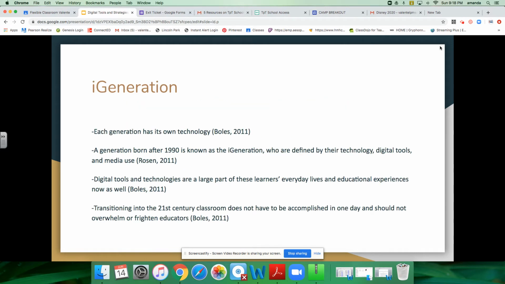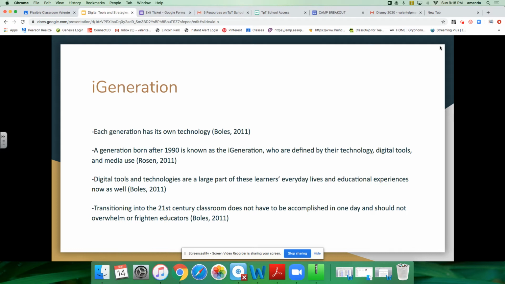So, why do we need to do these things and why do we need to change? Well, before us, we have a different generation. We have a generation that is born after 1990 and have had technology at their fingertips, and they are defined by their use of technology and their media. Every generation, though, has had its own technology. Thinking back to the Paleolithic people that we study in fifth grade, the flint axe and the fire was a form of technology. So each generation that comes has its own technology that comes with it.